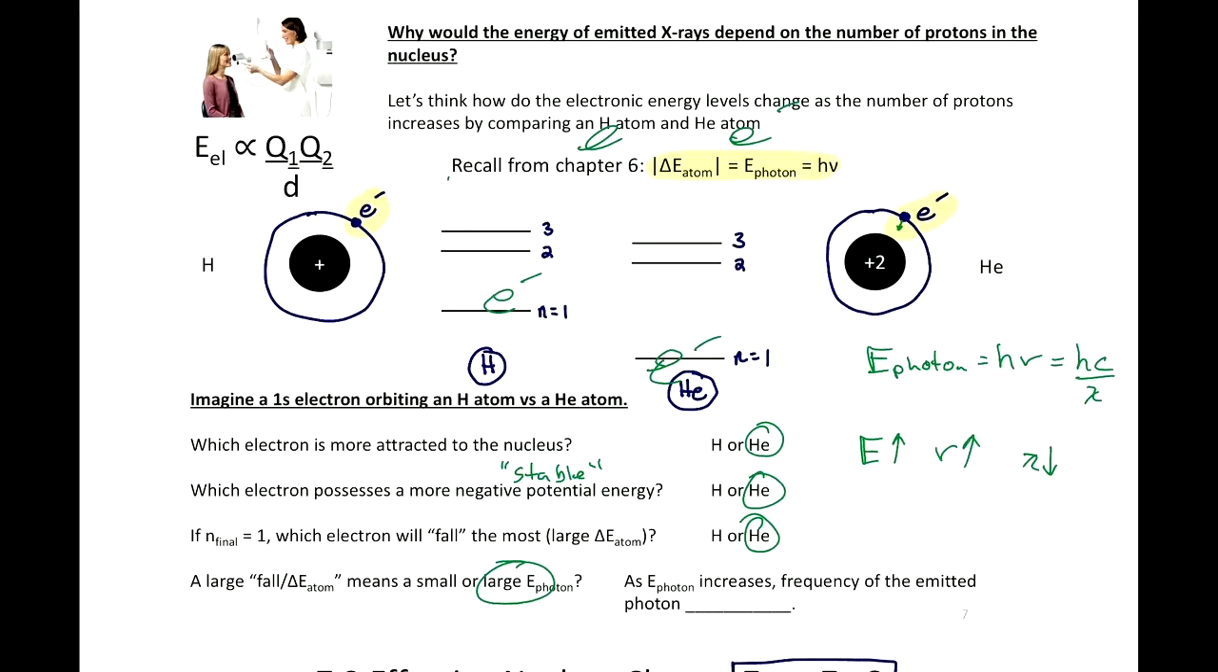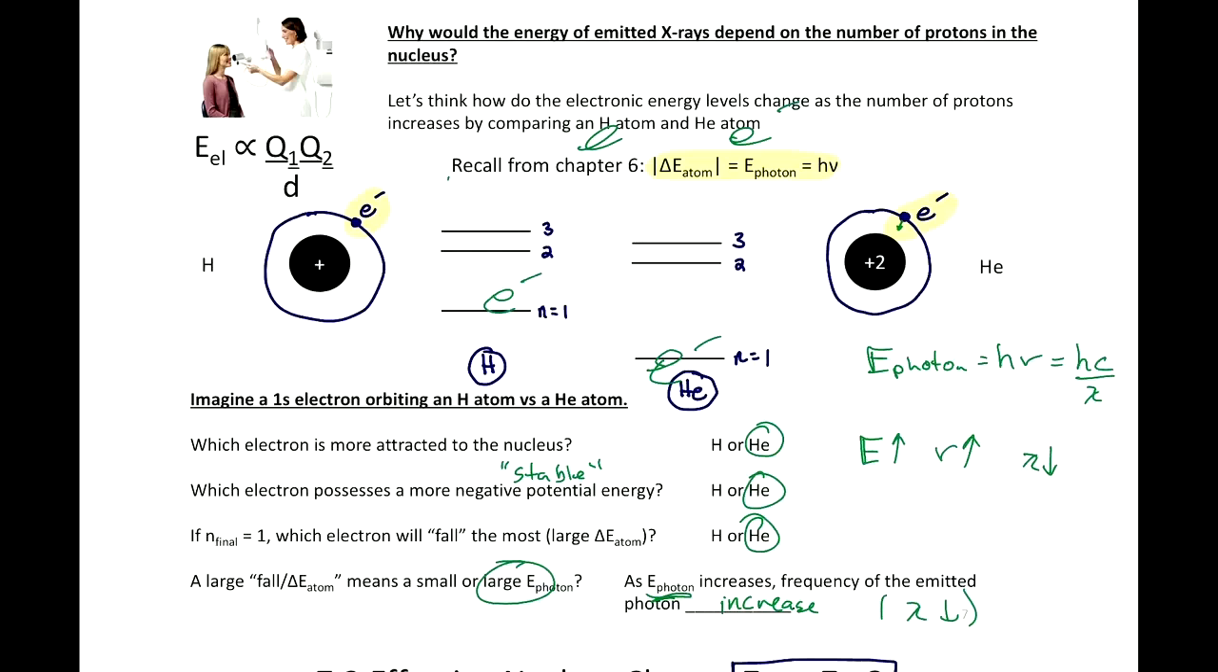So let's answer this question. As the photon energy increases, the frequency of the photon also increases. Or we can also say that wavelength decreases. And that's exactly what Henry Moseley saw, right? As we have more protons in our nucleus, electrons fall further. Their drop is a lot larger, so therefore the frequency or the energy of the emitted photon gets larger as well. And so all of that comes together.